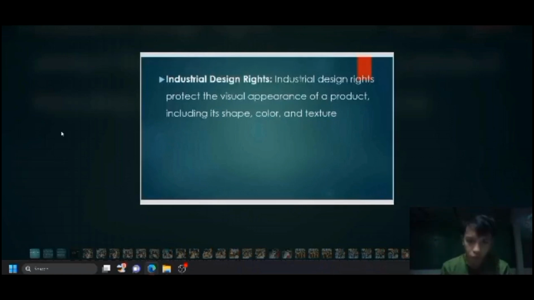In this example, the industrial design right provides legal protection to prevent competitors from copying or imitating the design of their smartphone or products. So, that's all. Thank you.